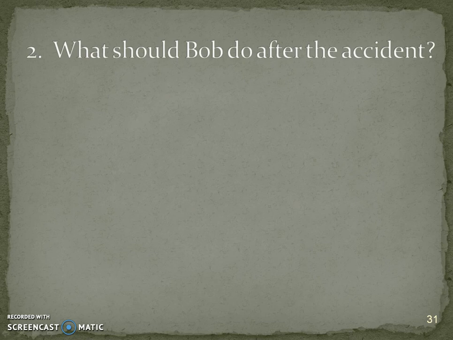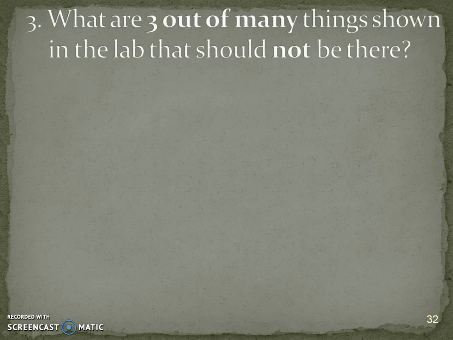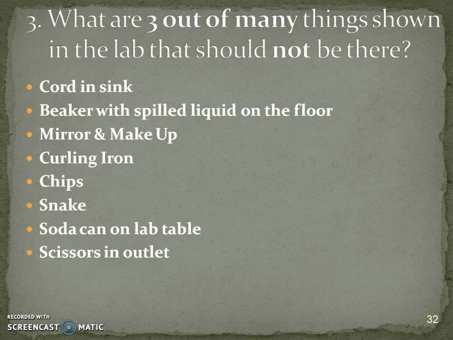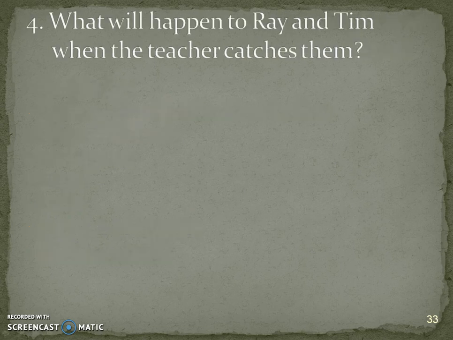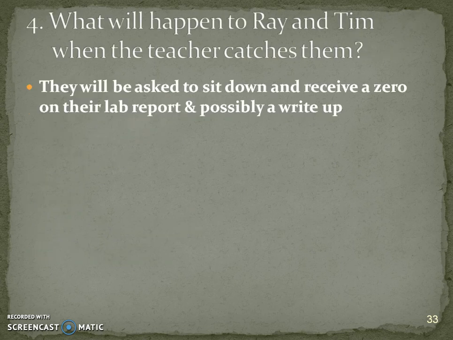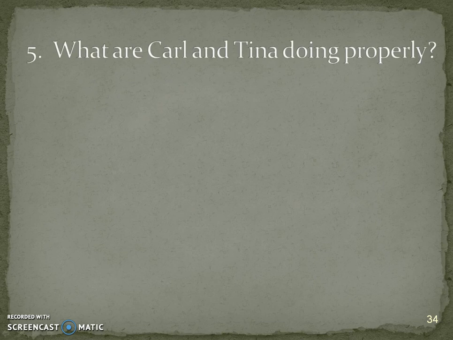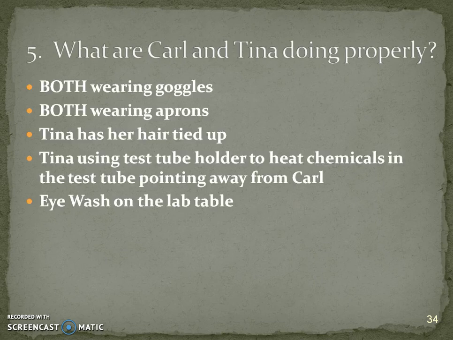So what should Bob do after the accident? Of course, tell me immediately. What are 3 out of the many things that are not supposed to even be in the lab? Again, I came up with a lot of things. What will happen to Ray and Tim? Of course, they will be asked to sit down. They will get a 0 on their lab report and possibly a write-up. And Carl and Tina, they are doing many things properly.